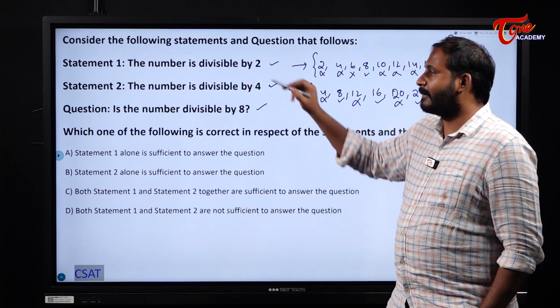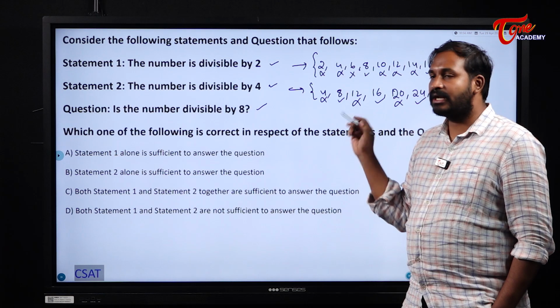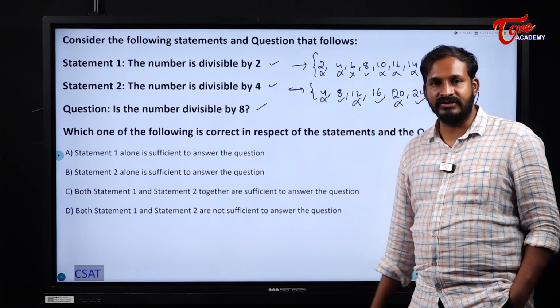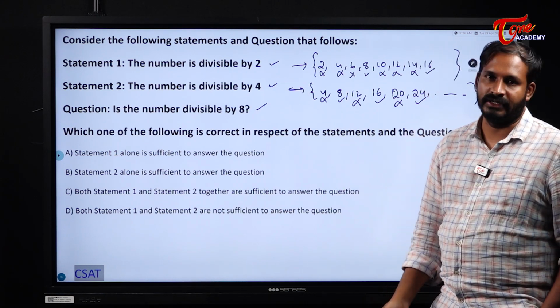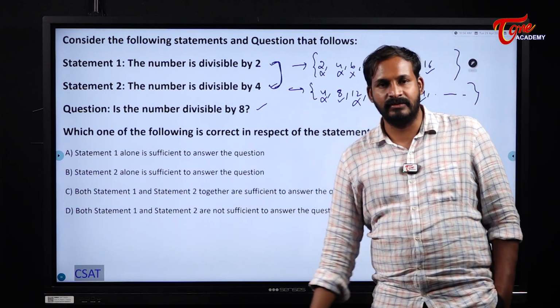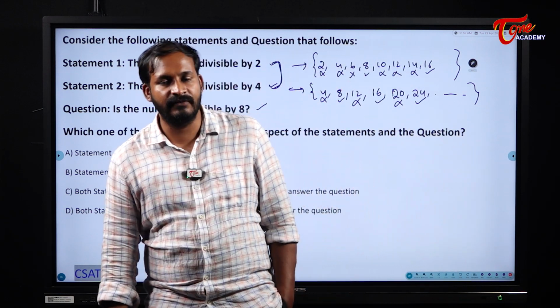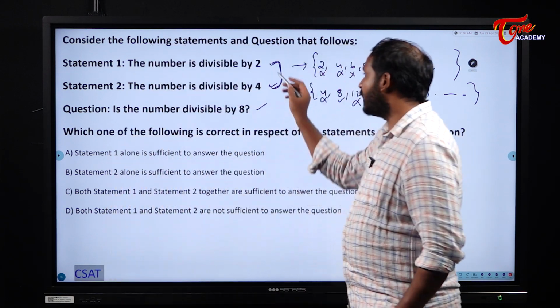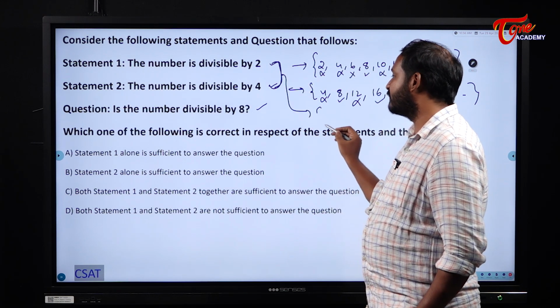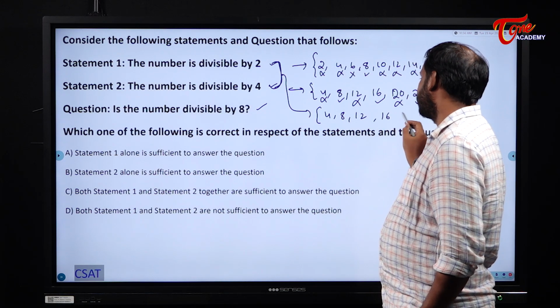Now, I will try to combine these two. Combining means checking whether the number is divisible by both 2 and 4, so what is the LCM of 2 and 4? It is 4 only. Now, when I combine these two, what values will I get? 4, 8, 12. The same set as before.